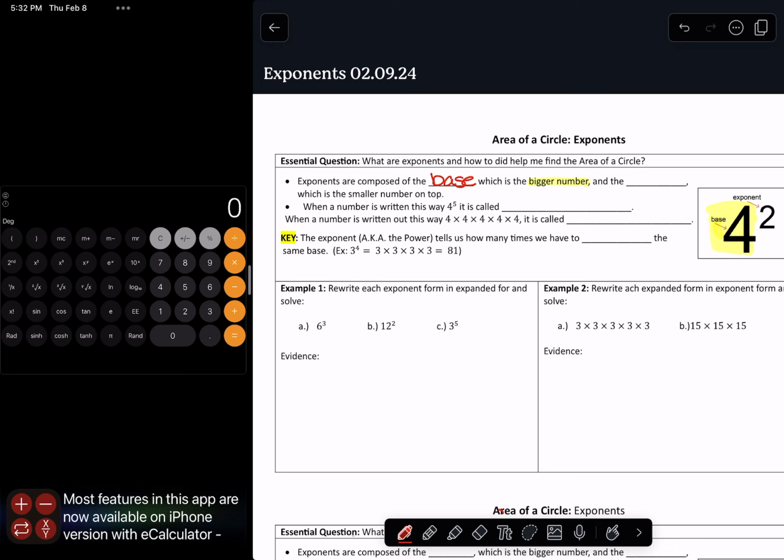And the exponent, which is the smaller number on top. If we look at our picture, it is this 2. So it's a smaller number on top. That being said, when a number is written in this way, so 4 to the power of 5, it's called the exponent form.